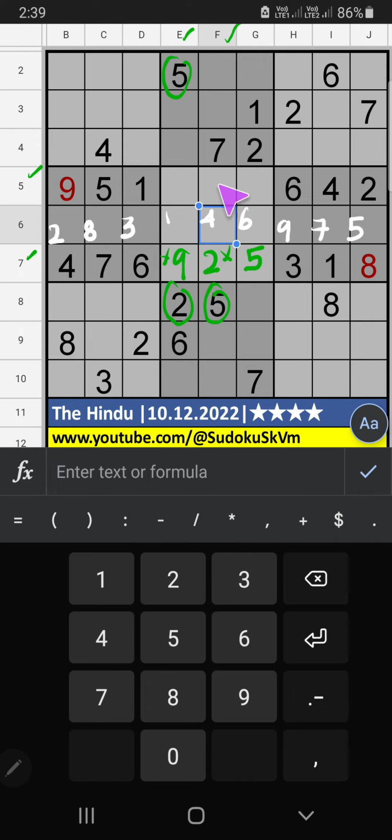5th row, 3 numbers are remaining: 7, 3, 8. Column F, column G, we have 7. So 7 can't come in these cells. Then 7 is confirmed here. Then only 2 numbers are remaining: 3 and 8. It will come in another 2 cells. We will confirm later.